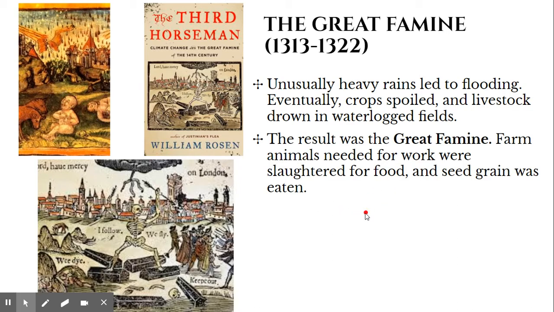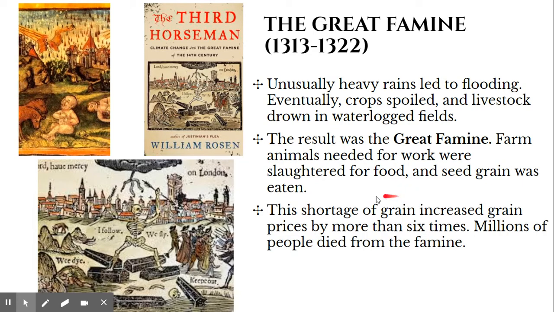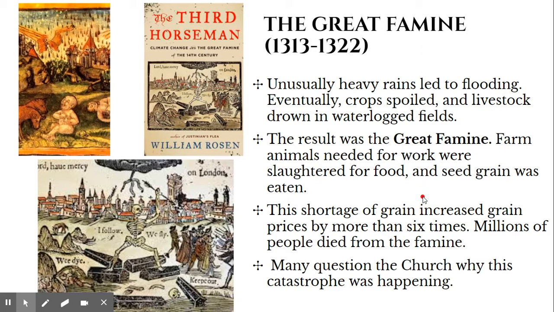So the result of the Great Famine: farm animals that were needed for work, ones that they used year in and year out, ended up having to be killed so that they could be eaten. And also the grain was eaten. The grain that they were going to use the seed from to replant their new crops, they had to eat that also. So this shortage of grain increased grain prices by more than 6 times. People couldn't even pay to buy the food either. So millions of people died from the famine.